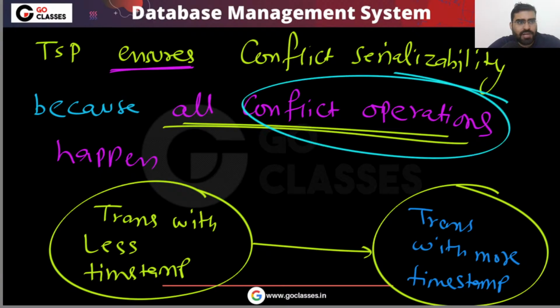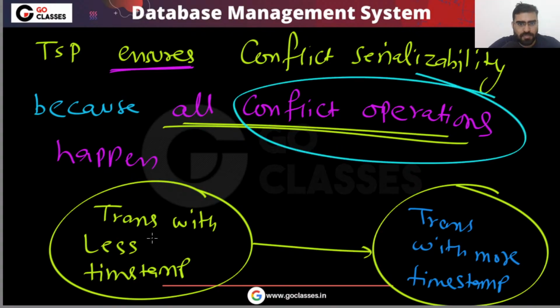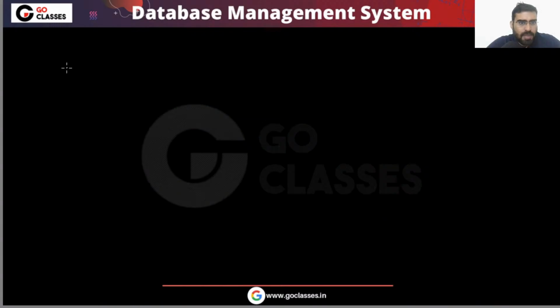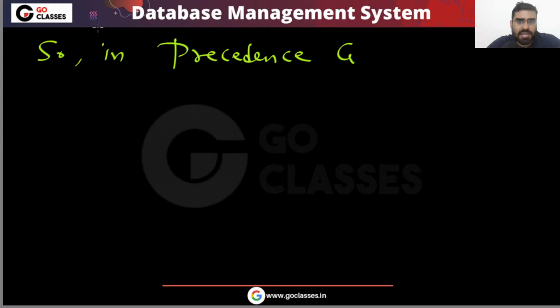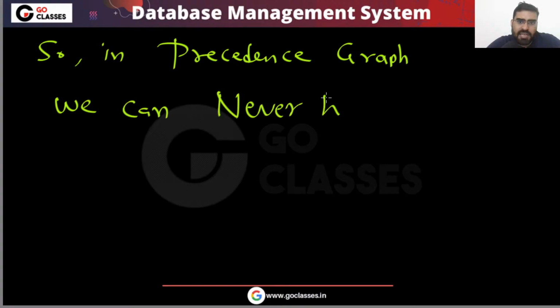Every conflict operation is going to happen in this order, from the transaction with less timestamp to the transaction with more timestamp. Okay, so in the precedence graph you will never have a cycle. Can you ever have a cycle in the precedence graph? Simple question. In the precedence graph, we can never have a cycle. Correct?